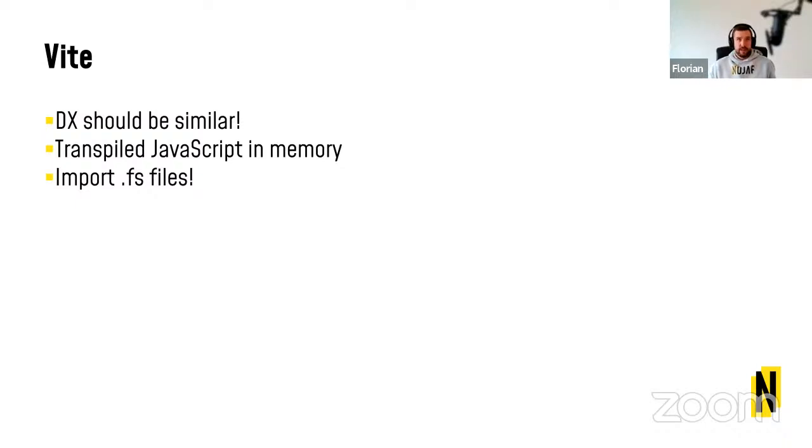Another thing that really bugs me with the way you currently are advised to do it is that all the transpiled JavaScript is written to disk. I don't feel like that's necessary. It could all still just happen in memory. And I would just like to import my F Sharp file, not the transpiled, but just the raw .fs. And that's sort of where this plugin comes in.